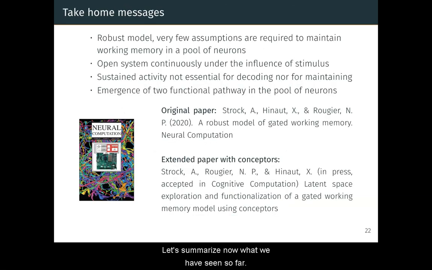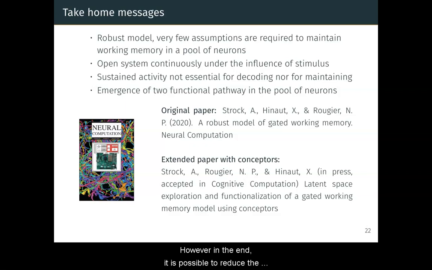Let's summarize now what we have seen so far. First of all, in this work, we have proposed a model that can maintain information by implementing a gating mechanism. The model we propose is very robust to its parameters, and it suggests that this mechanism can be a generic mechanism used by any arbitrary population of neurons. By imposing the system to be open, and therefore continuously under the influence of stimuli, we have seen that a different solution than sustained activity can be used to maintain information. In our model, sustained activity is neither essential for decoding the memory nor for maintaining the memory.